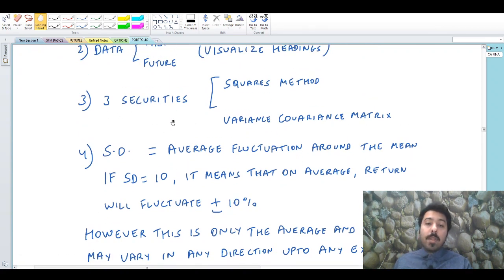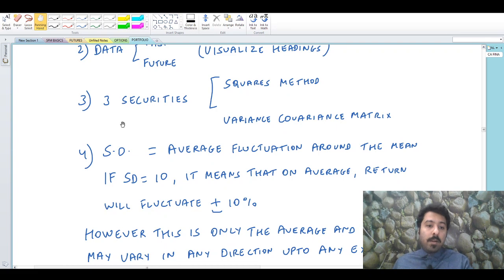In case we have three securities given, A, B and C, we have two methods of solving the question. One is the simple squares method, like weight of A square, weight of B square, weight of C square, then 2AB, 2AC, 2BC, something like that. Okay. And R into RAB, RAC, RBC, individual R will be multiplied with the 2AB term.